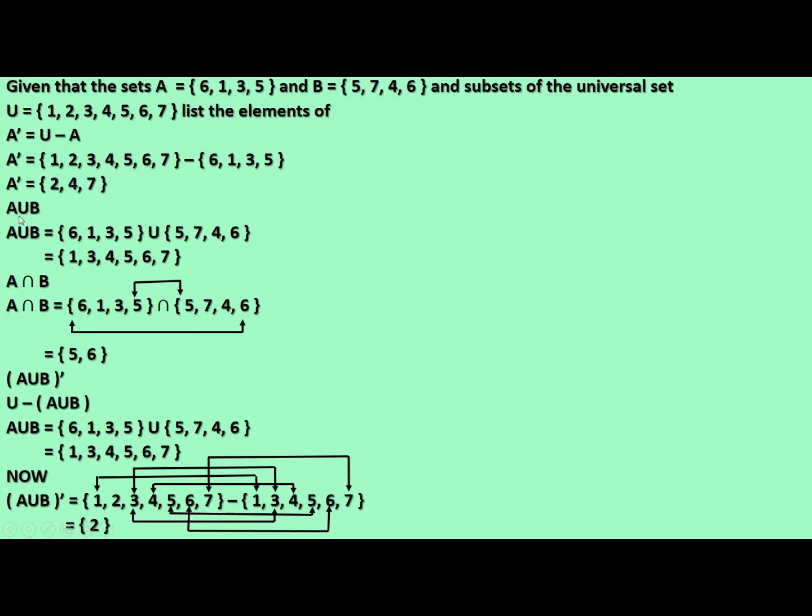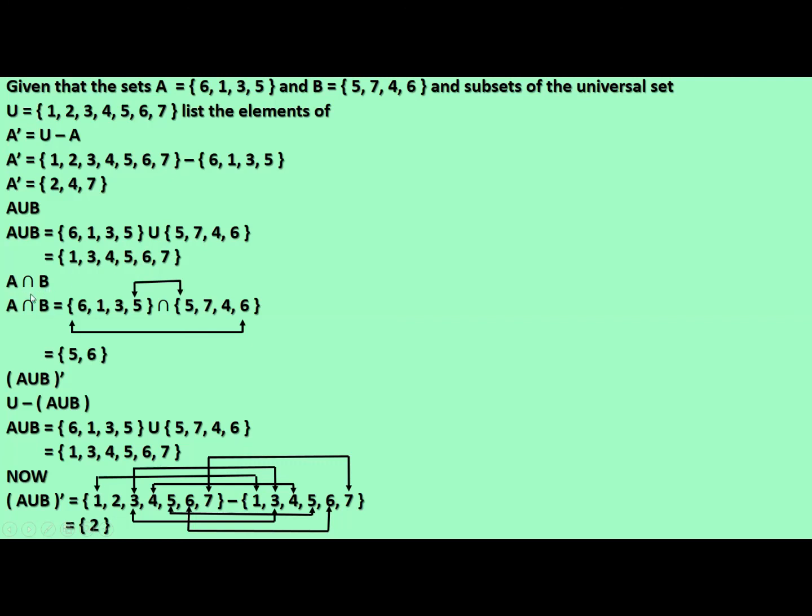Now students, we are learning how to find A union B. In A union B, we'll write both sets' elements together, and any elements which are repeating in both sets we'll write one time. So let's see which elements are common. 6 and 5 are repeating in both sets, so we'll write them one time, and in union we'll write both sets' elements together in order. So 1, 3, 4, 5, 6, 7. This is our answer.